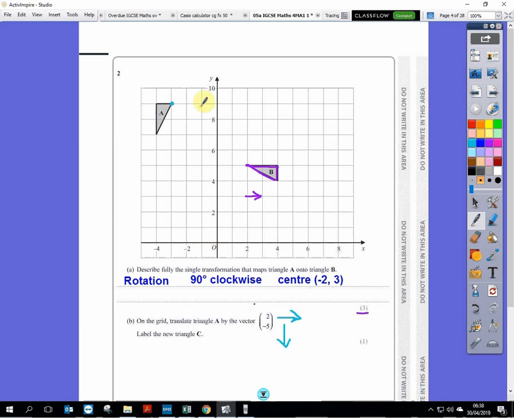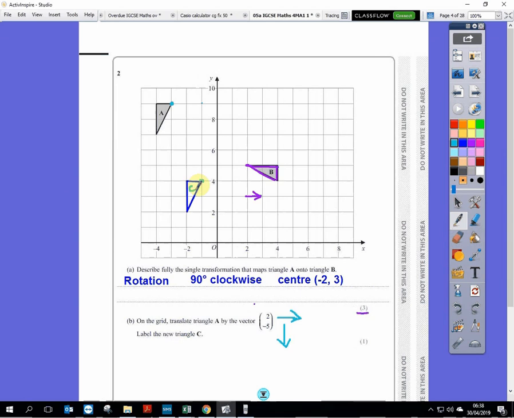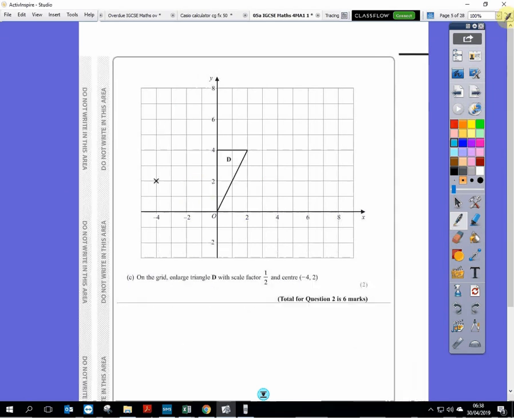And we go 2 to the right, and then 5 down. 1, 2, 3, 4, 5. So this dot here represents the new top right hand corner of the shape, because I chose the top right hand corner. You can do it for every corner, or you can just draw the shape now. Label the new triangle C. Next question.